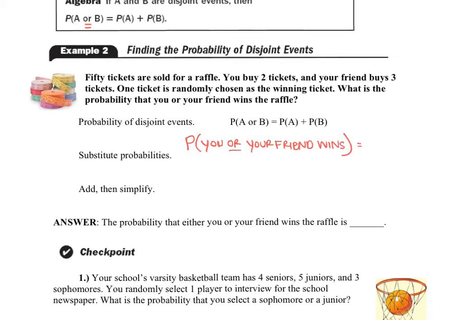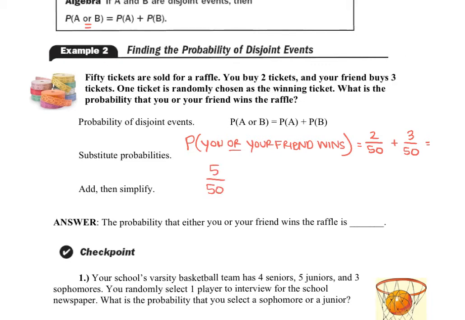All right, so first, what's the probability that you win? Well, you buy 2 tickets and there were 50 total, so you have a 2 out of 50 chance of winning. Your friend buys 3 tickets of the 50. So your friend has a 3 out of 50 chance. So if we're looking for the probability that you or your friend wins, we are going to add those 2 fractions together. Now remember, when you're adding fractions, you must have a common denominator. However, on this, we already have a common denominator, so that's nice. It's going to save us 1 step. So 2 50ths plus 3 50ths is 5 50ths.